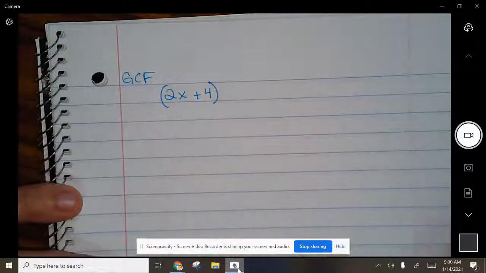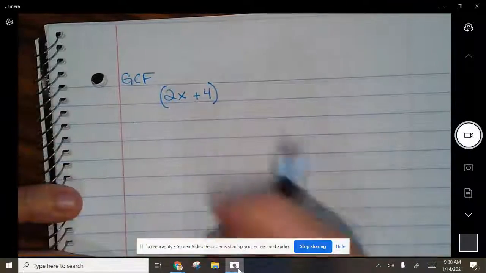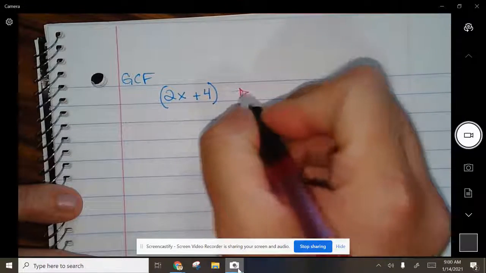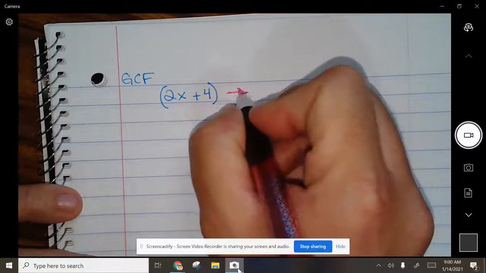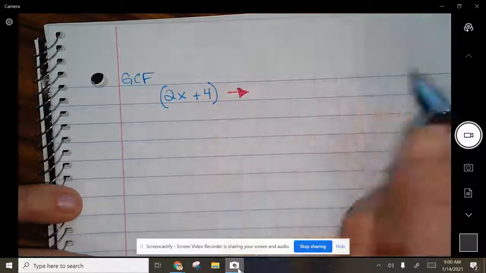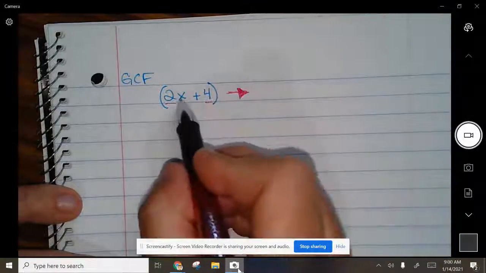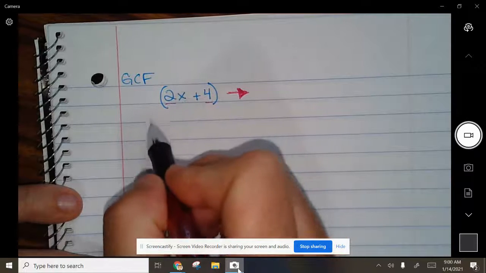And what is your result going to be? And if you notice both terms, what do they have in common? That's the kicker. You got to figure out what do both terms have in common and what is the greatest thing they have in common. And if you could see, they both have a 2 in common. Both terms have a 2. So I can divide a 2 out.